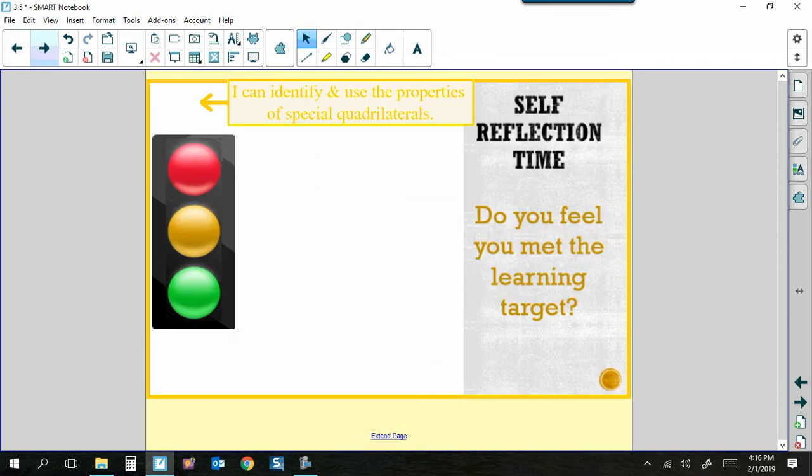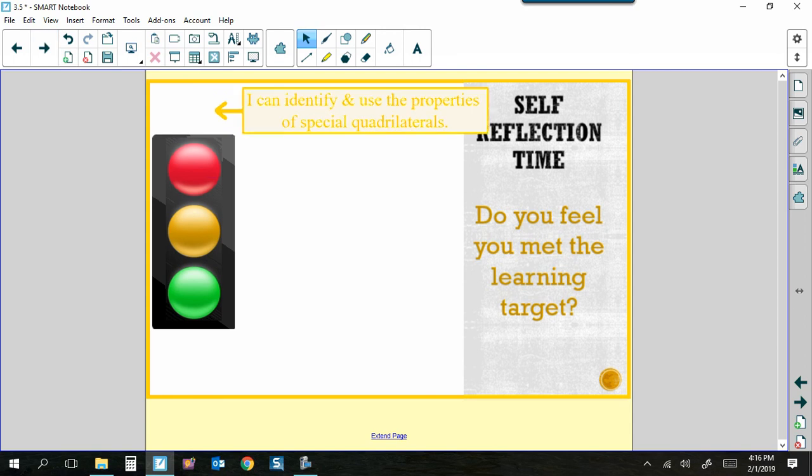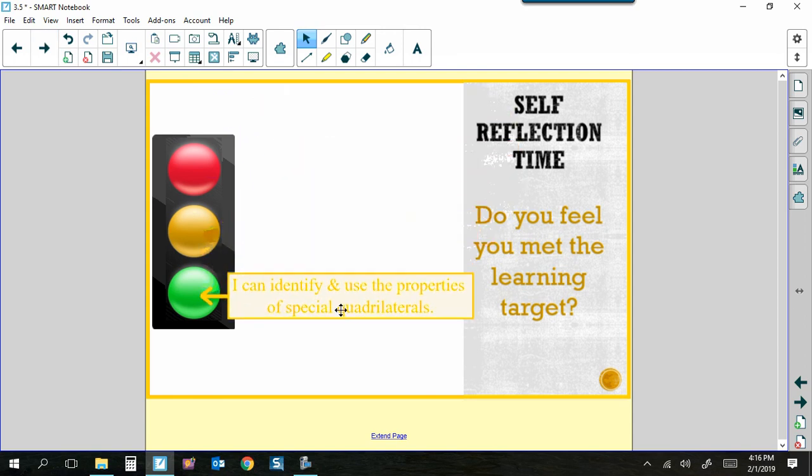And that is the conclusion of our lesson. Hopefully you feel that you can identify and use the properties of these special quadrilaterals, parallelograms, squares, rhombi, and rectangles.